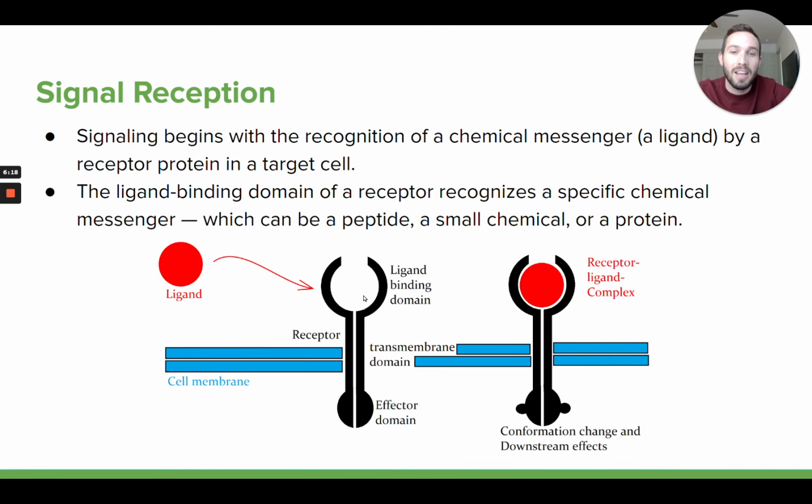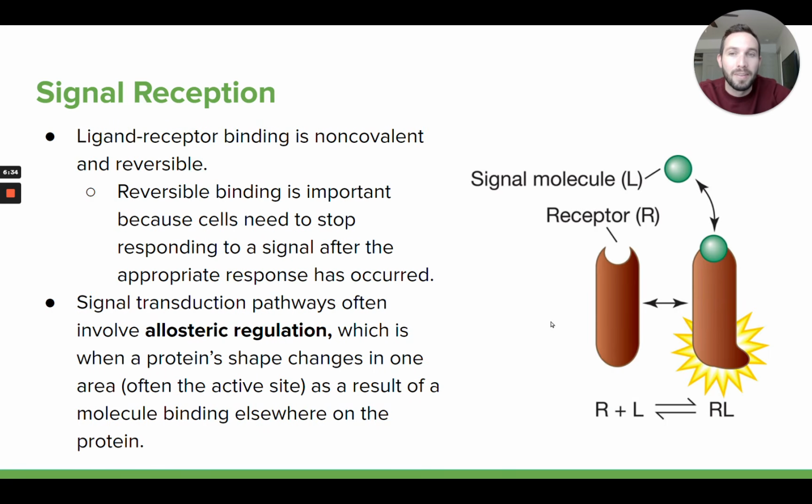And that's going to then, a lot of times, cause that receptor protein to change shape somewhere else. If you look at this picture here, the ligand is binding to this protein, and then over here on the other side, it's changing shape. And that change in shape is going to now cause something else to happen. If you guys remember, there was a term for that when we talked about enzymes. It's called allosteric regulation, which is when a molecule binds to a protein, and that binding causes a change in shape somewhere else on the protein, a lot of times where the active site is.